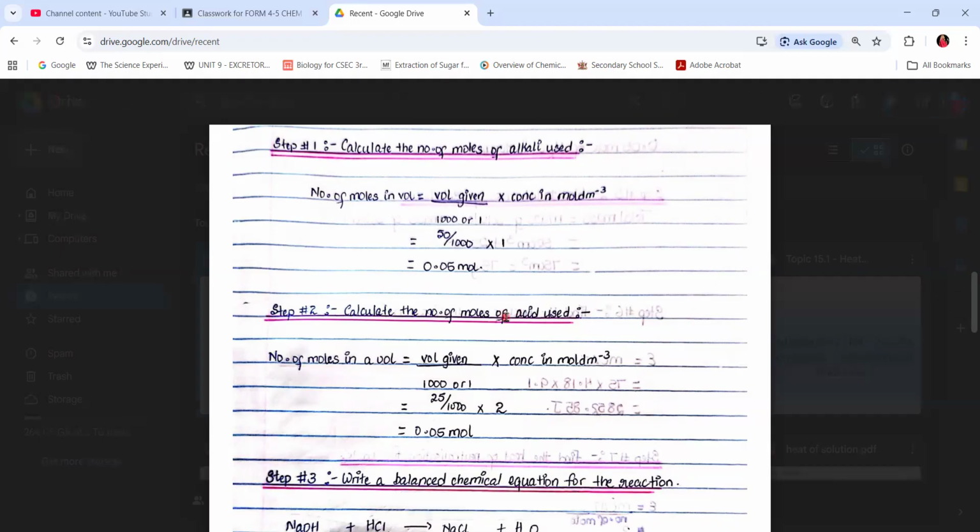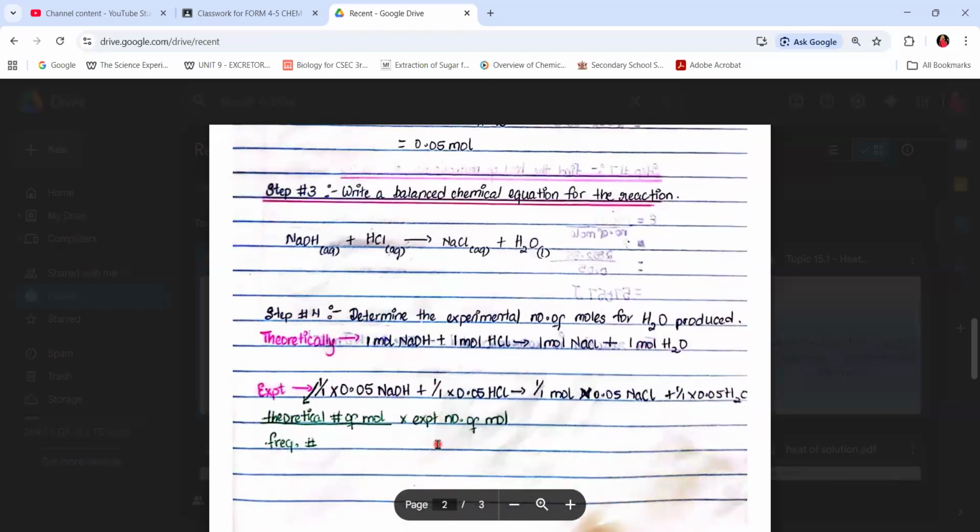All right. Now you're doing the same thing for the acid. You're calculating the number of moles of the acid used. So its number of moles in a volume is equal to the volume given divided by 1,000 or 1 dm cube, multiplied by the concentration. The volume given in this question is 25. We're using 1,000 because it's given in cm cube and the concentration is 2. So you get 0.05 moles. So yes, when a neutralization reaction is occurring, you need equal moles of the acid added on to equal moles of your base in order to get cancellation, neutralization.